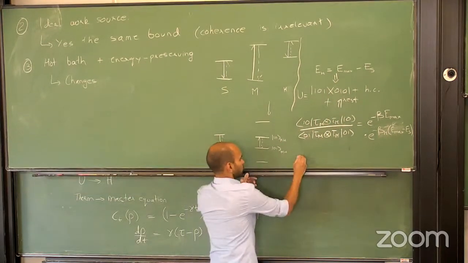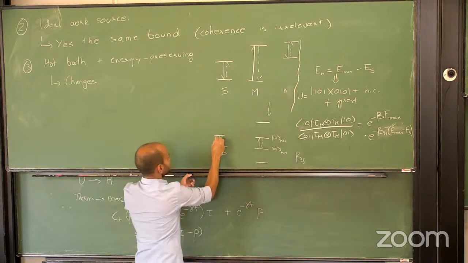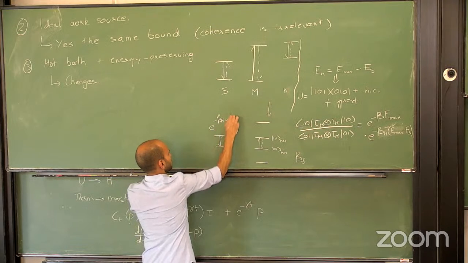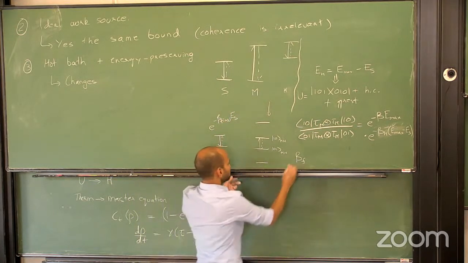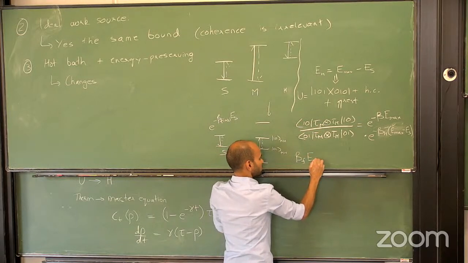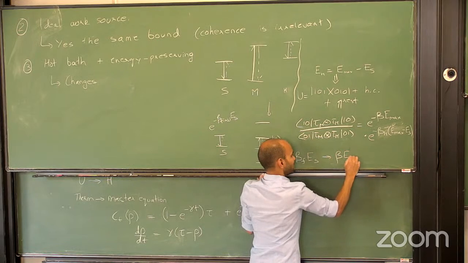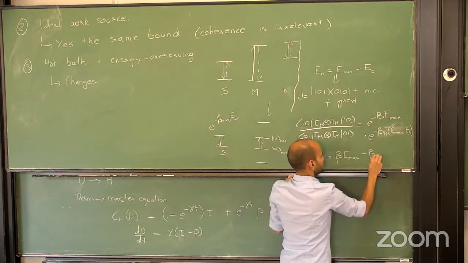So what we find is that this is what e to the minus beta final E S is swapping with. So the result is that the new condition is that beta final E S goes to beta E max, which was like before, minus this contribution.